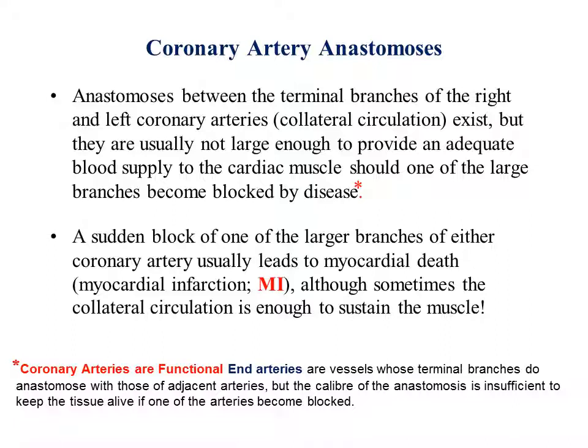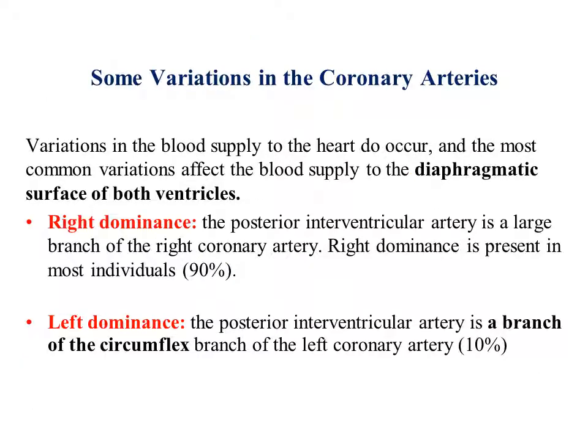Should one of the large branches become blocked by a disease like atherosclerosis, by an embolus, or by some sort of spasm, sometimes for a longer time, a sudden block of one of the large branches of either coronary artery usually leads to myocardial death, myocardial infarction. We call it MI. Although, not common really, sometimes the collateral circulation could be big enough to sustain the muscle so that it does not die as quickly.